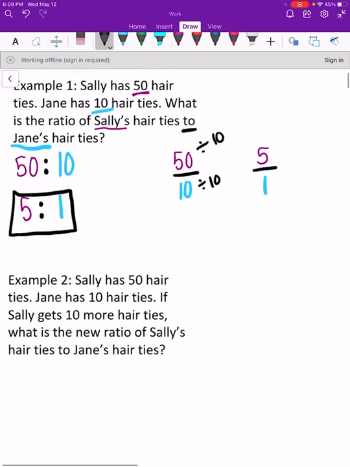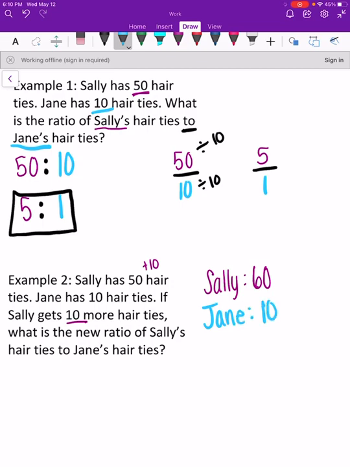Okay, let's go to number 2. It's very similar, but it's a little different. It says Sally has 50 hair ties. Jane has 10 hair ties. If Sally gets 10 more hair ties, what is the new ratio of Sally's hair ties to Jane's hair ties? So now Sally is getting 10 more hair ties. So Sally has 50 plus 10. So Sally has 60. But Jane still has 10.